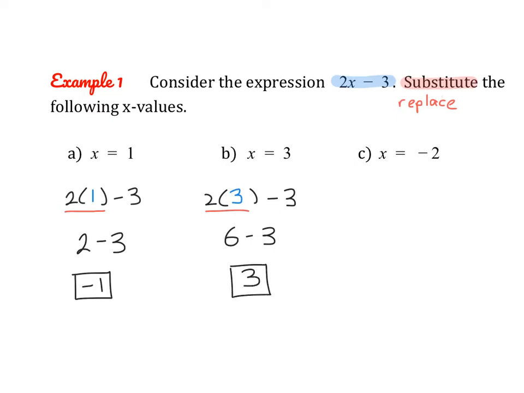Let's try it one more time, except this time we are going to substitute x with negative 2. Now remember, when you're multiplying with a negative, the product is always going to be negative. If you multiply with one negative, you get a negative. So we have negative 4 minus 3. You'll notice here that we have two numbers that have the same sign, so we're going to add up the values. 4 plus 3 is 7, but we started with more negatives, so our answer is negative 7. So here is our quick review of order of operations and substitution.